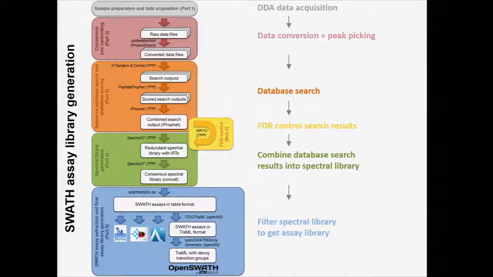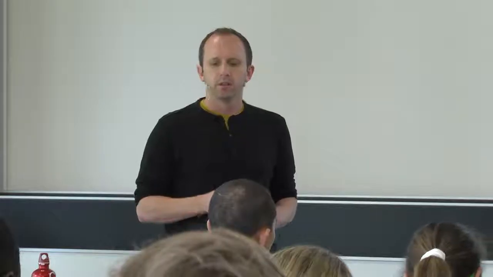SpectraST is the one that we use to reduce the redundancy in the spectral library so that there's just one instance of a spectrum per peptide, which is what we need. And then finally, we want to go from this set of spectral libraries into this table format that I showed a few minutes ago. This is more or less a matter of filtering, selecting a set of rules similar to what you did in the Skyline tutorial, saying we want to pick 6 y ions, the most intense ones, or something like this.